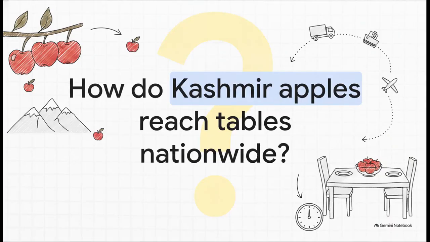Think about this. How do apples grown in the very specific climate of Kashmir end up on dining tables thousands of miles away? It's a simple question, but it highlights a massive logistical hurdle. You see, a product has absolutely zero value if it just sits at the place it was made. If those apples stay in the orchard, they just rot. The whole point of production is consumption, but there's a massive gap, both geographically and in time, between the two.